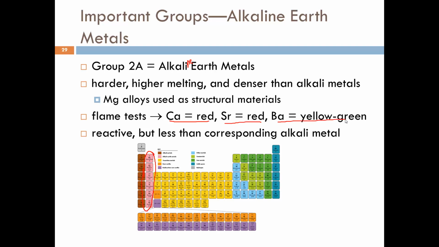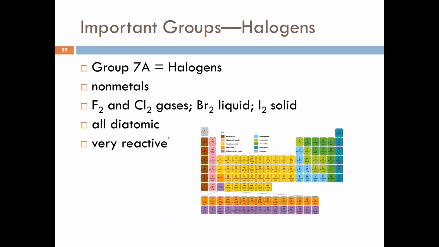The halogens are right here. They're group 7A. They're nonmetals: F2, Cl2, Br2, and I2. F2 and Cl2 are gases. Br2 is a liquid, and I2 is a solid. Notice all of them have the 2 next to it, just like the hydrogen did. That's because they're diatomic molecules. They're also very reactive.